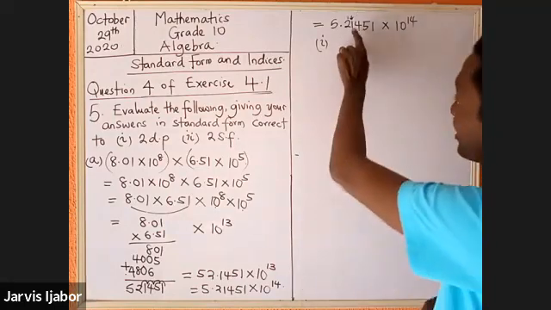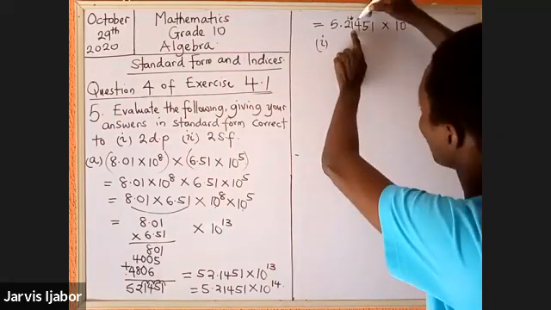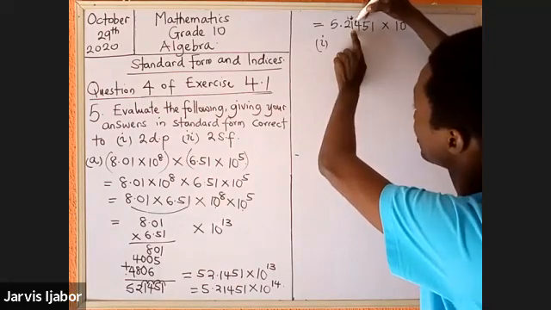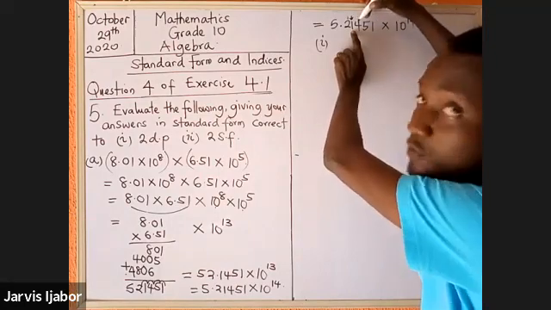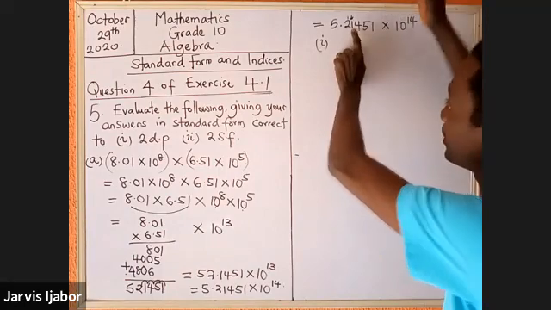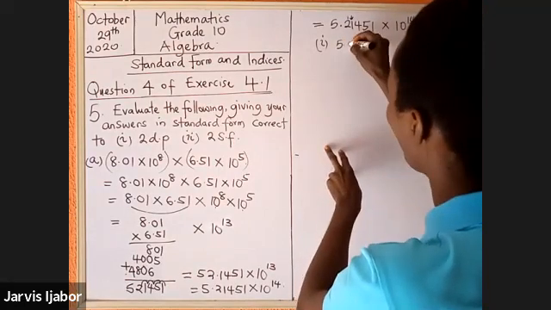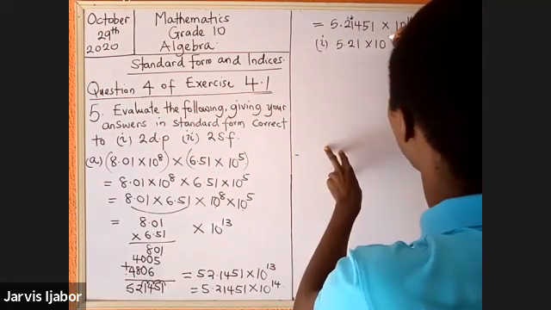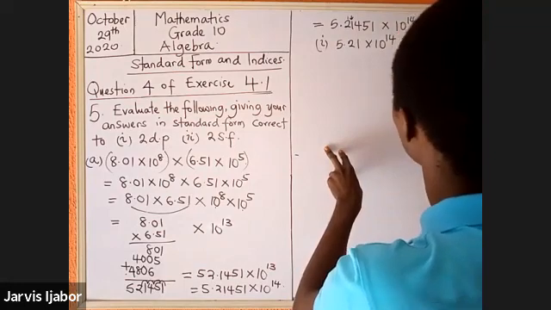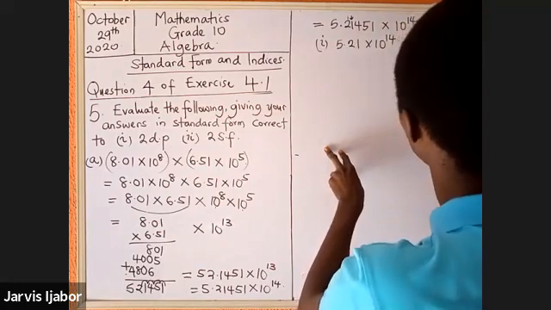Now, we look at the digit of interest and the digit causing the approximation. The digit causing the approximation is not up to 5, so we can neglect all of this, and the answer becomes 5.21 times 10 raised to the power of what? 14. That is to 2 dp.